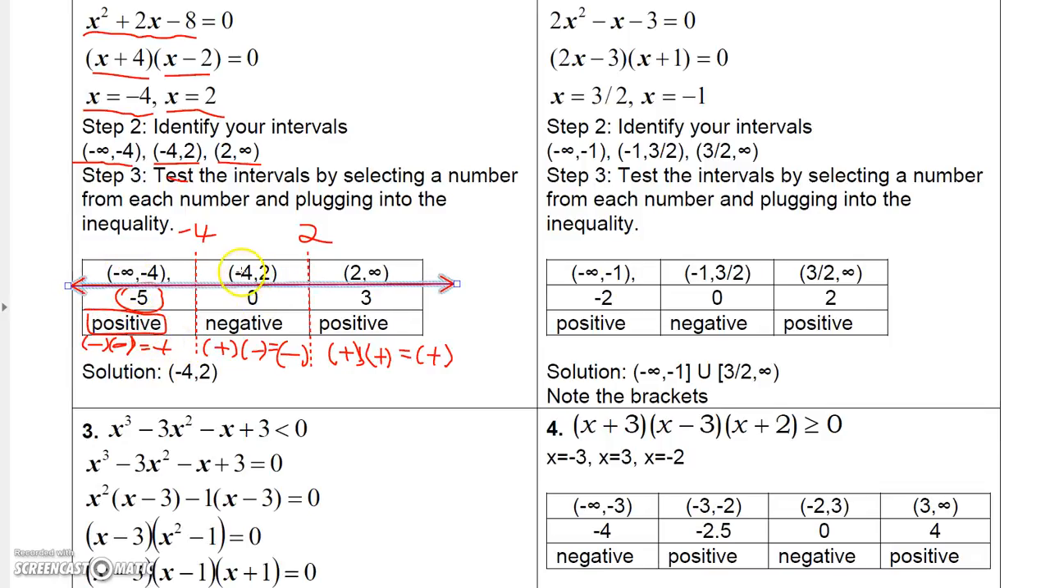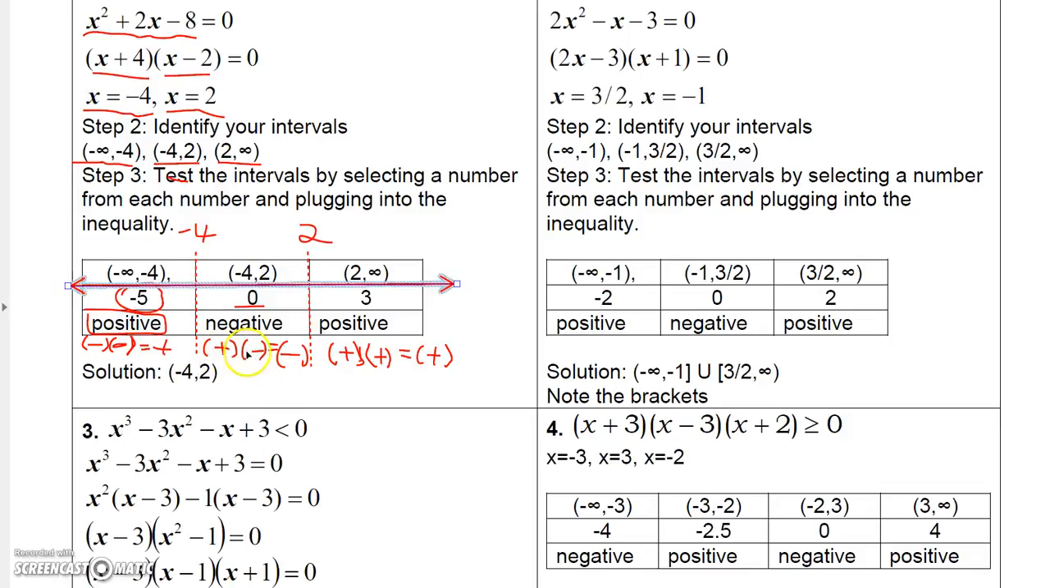Now let's try this interval. I need a number between negative 4 and 2. Well, since 0 is in there, I'm just going to use 0. So plug 0 in up here at x plus 4. 0 plus 4 is positive, so that's positive. And then 0 minus 2 is negative, so that's a negative.